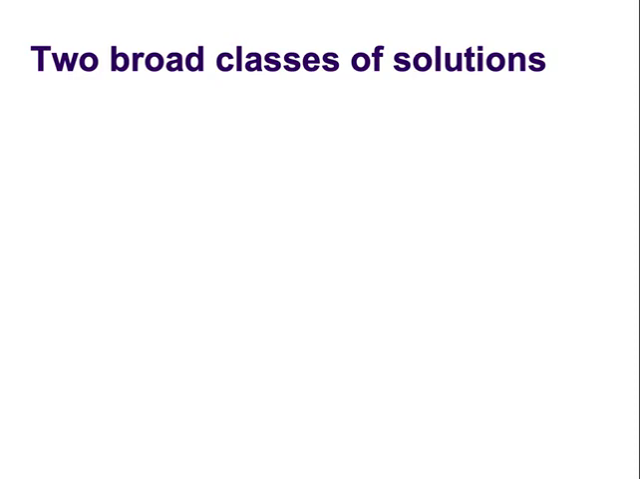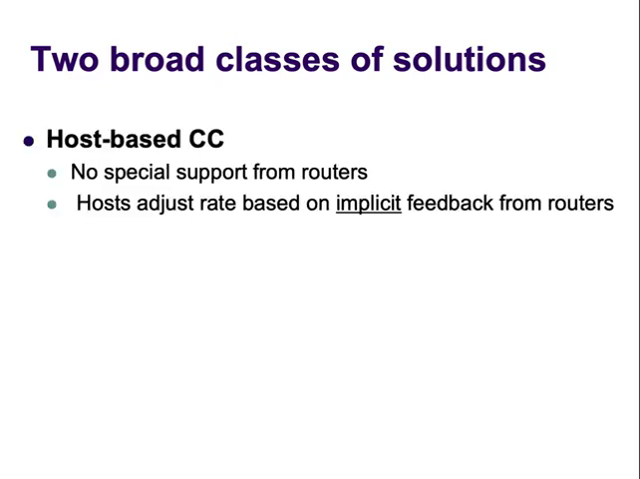The rate of acknowledgements, I would lump that into the same category. It's looking at what performance I'm getting. Right. And so the other class of solutions is what we call router-assisted congestion control, where the router is going to help the host figure out whether it's congested or not. And so those are the two kind of broad classes of solutions.